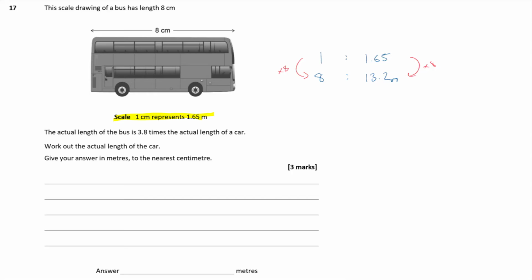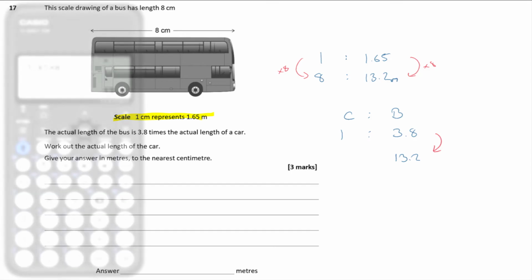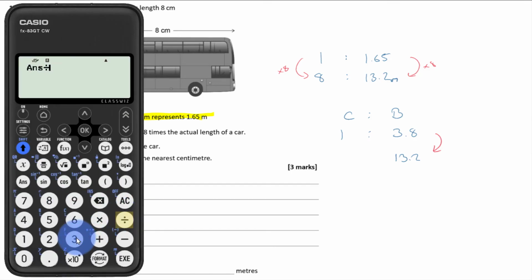Okay? Now, we're told that the actual length of the bus is 3.8 times the actual length of the car. So car to bus is in the ratio of 1 to 3.8. So if we're going from 3.8 up to 13.2, what have we scaled up by a factor of? What's the multiplier there? To find that out, I'm going to have to divide one by the other. So if I divide 13.2 by 3.8, that gives me 3.47 and change. I'm just going to round it off to 3.47.